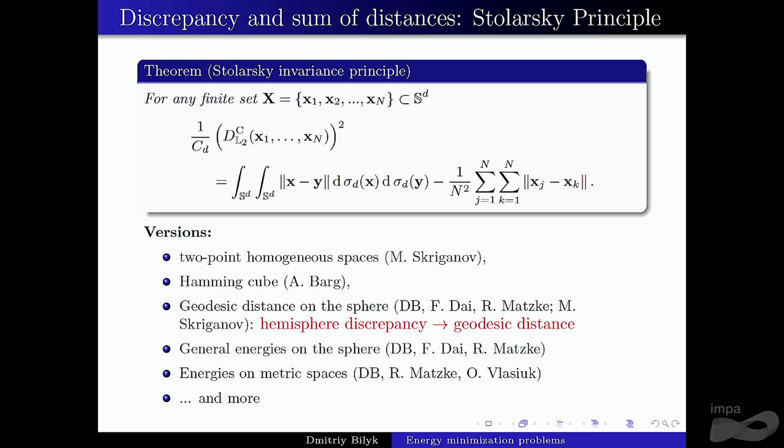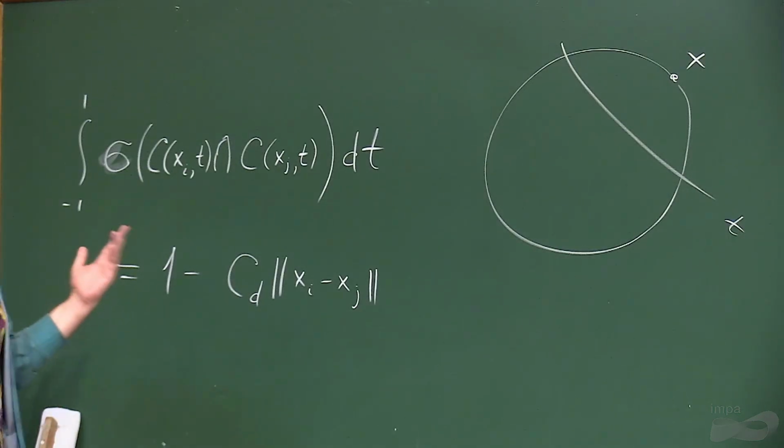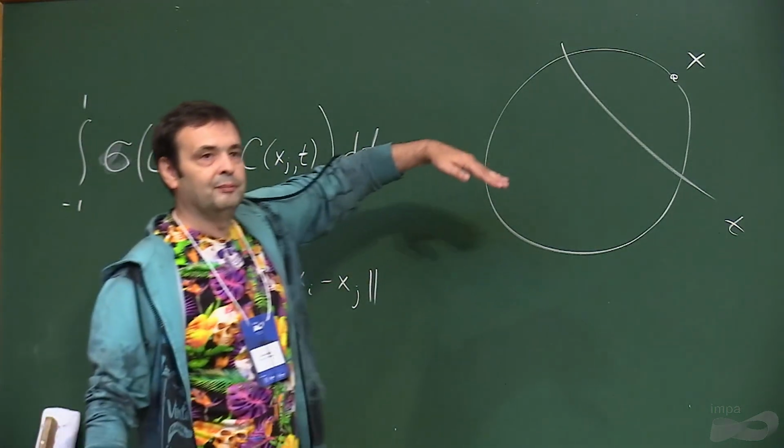It has been a pretty active area of research in the last few years. There are various versions of this identity in various geometric settings, on projective spaces, for different distances, on general metric spaces. I want to mention one case, the hemisphere discrepancy. So basically instead of integrating over t, you take the median with respect to t. So you take t equal to 0. When t equal to 0, these are hemispheres.